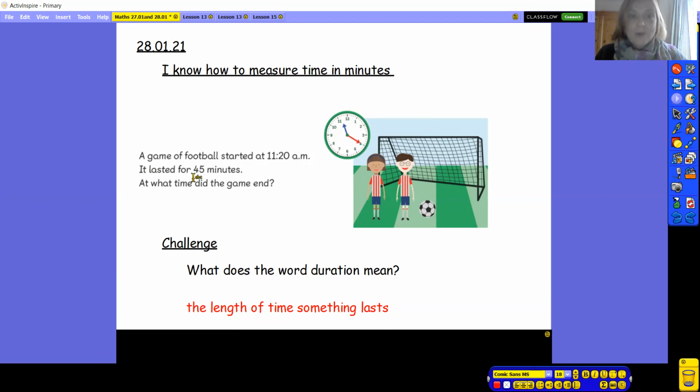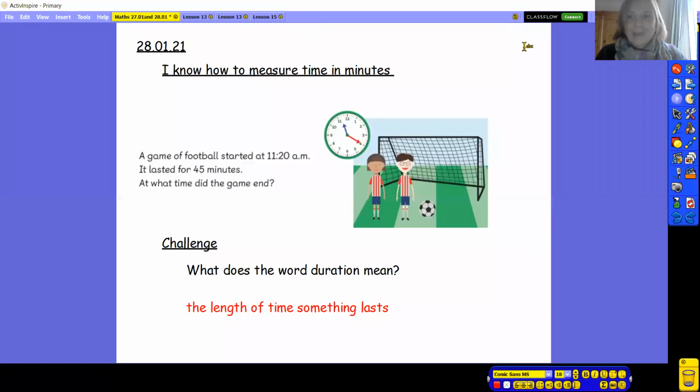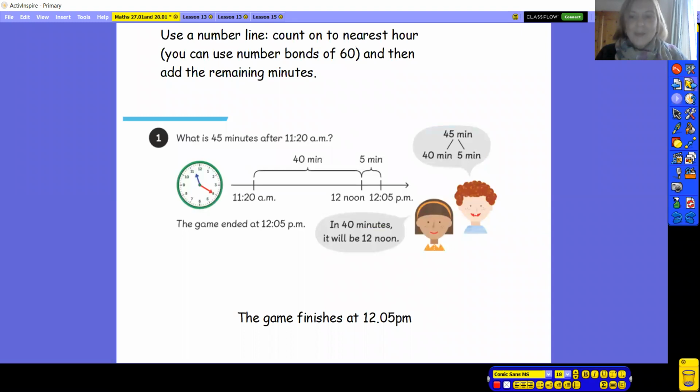So for example, you would say the duration of this game of football is 45 minutes because the game lasted 45 minutes from the start to the finish. The duration is 45 minutes. Got that? Okay, good. So let's go and have a little look and see what the answer to the problem was. Ready? Right. So the answer was the game finishes at 12:05 p.m. Again, you wouldn't be playing football in the middle of the night, would you?